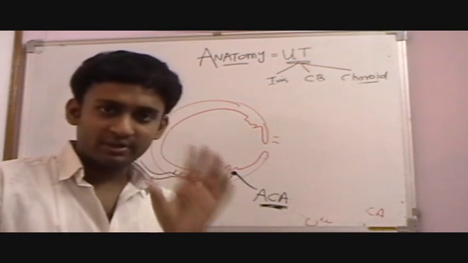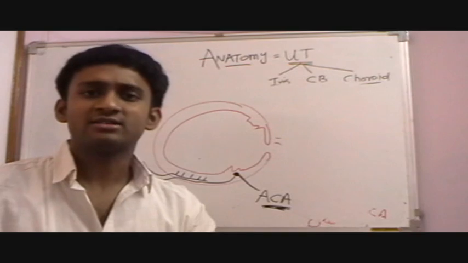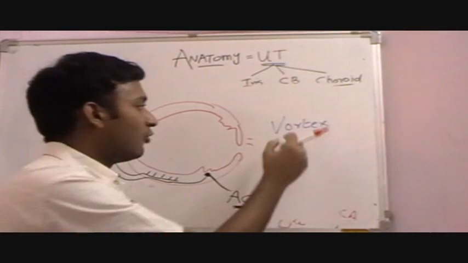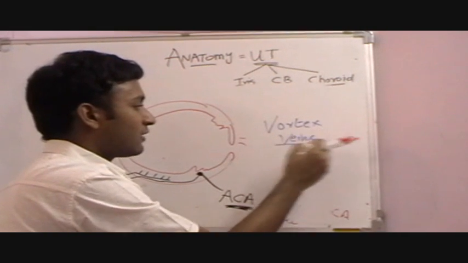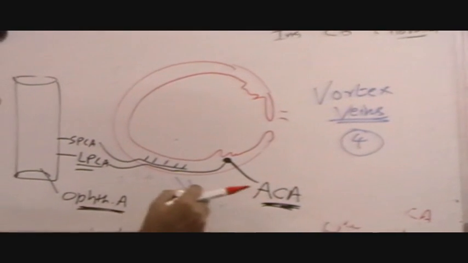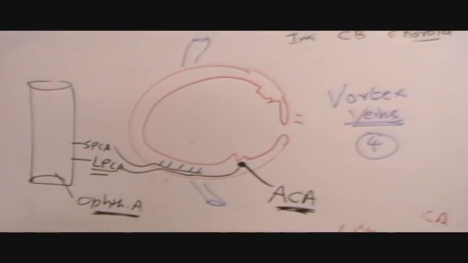One important name you have to understand: the venous supply of the uveal tract. The single most important answer is the vortex veins, or venae vorticosae. There are four vortex veins in number, and they drain like this.